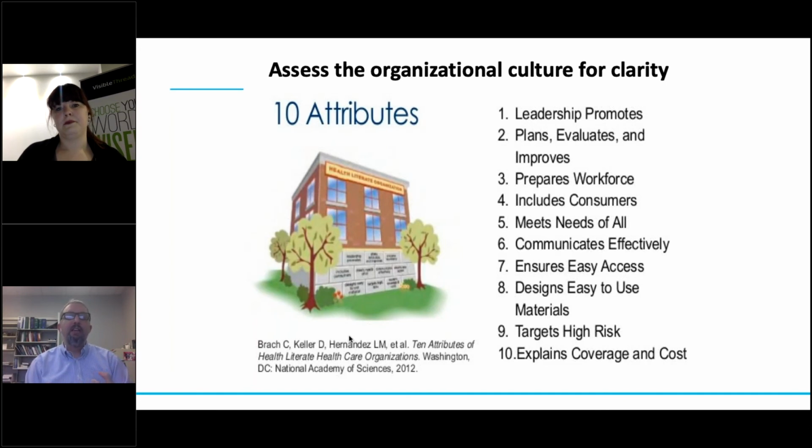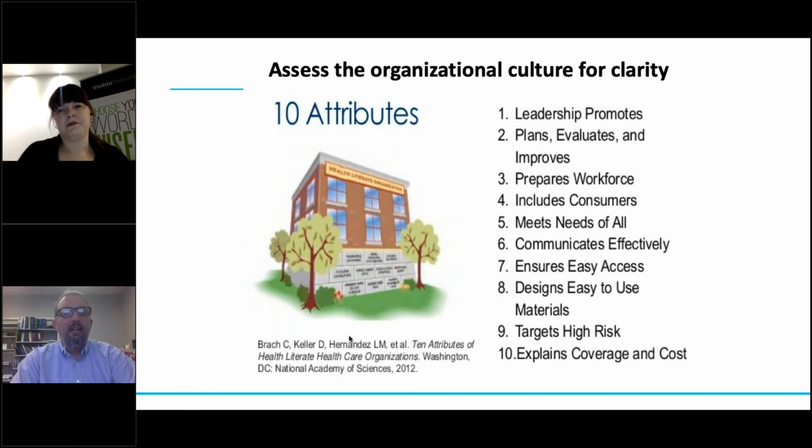The biggest thing, of course, is you have to have a champion, hopefully multiple champions, but you've got to have the champion. And then, you can see it. You've got to plan, evaluate, and improve. You prepare your workforce. You include consumers in the decisions. You communicate effectively. So when we think about creating this culture for clarity, we have to think more than just the words. We have to think about processes, training, targeting, putting more resources maybe to high risk situations and less towards low risk, because we need to prioritize things. And so that's a really good thing, I think, to help.